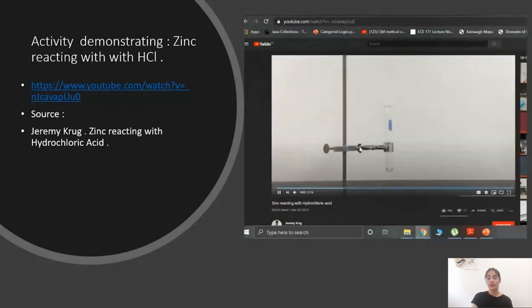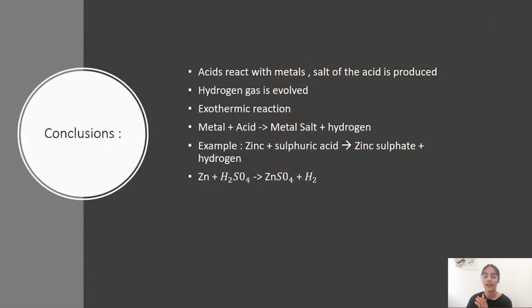So, what are our conclusions? We know that when an acid reacts with a metal, salt of that acid is produced and hydrogen gas is evolved. That reaction generally is an exothermic reaction where heat is also involved. So if you have to write a general equation where a metal is reacting with an acid to give metal salt plus hydrogen, you will say metal plus acid, arrow towards products, metal salt plus hydrogen.